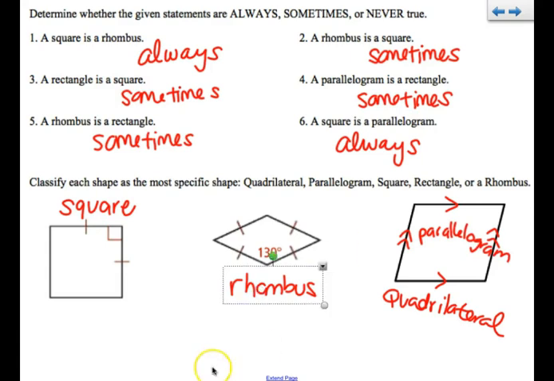So it's a quadrilateral. All right, thanks for watching squares, rectangles, and rhombi. And now you can start to use all your properties to practice.